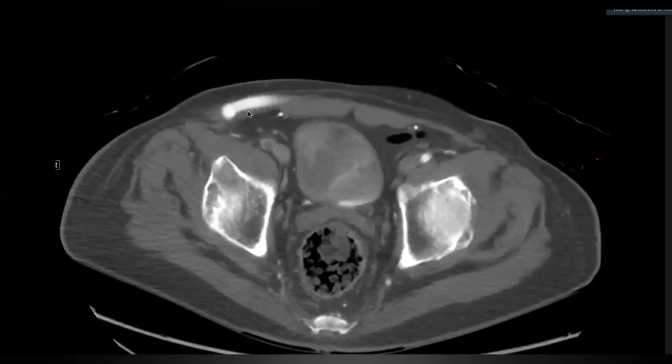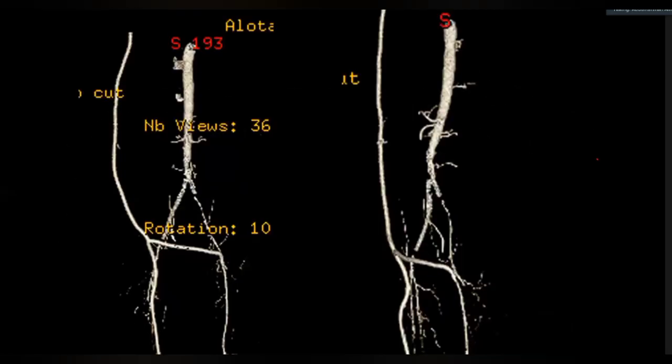So I want you to focus on this appearance. This is a PTFE graft. This is a bypass graft, and this is its typical appearance on a CT scan. All right. This is something that somebody has surgically placed, and this is an axillo-bifemoral bypass graft.